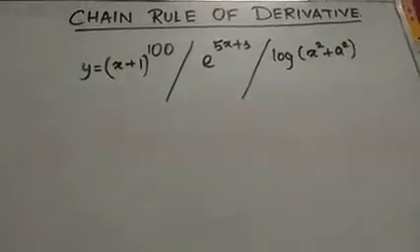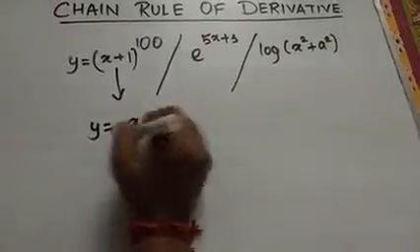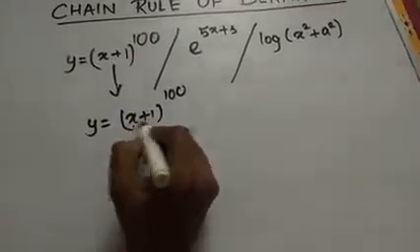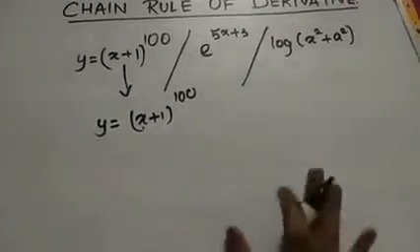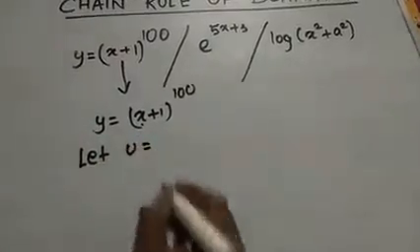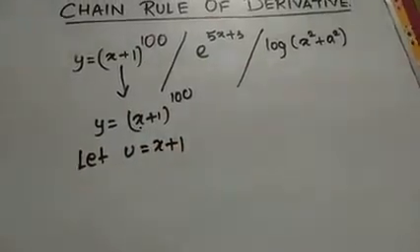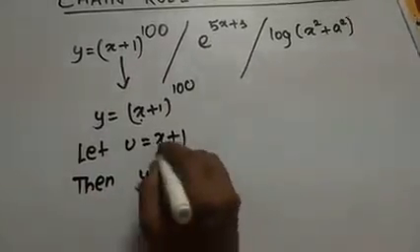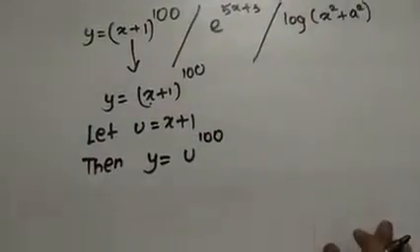So what we have to do, suppose for this example only, we have y equals (x plus 1) to the power 100. There are two things you will remember here. The first thing is the bracket term x plus 1, and the second thing is the power 100. So we introduce a new variable u. Let u equal x plus 1. Then the new form of y is y equals u to the power 100, since we have assumed x plus 1 as u.